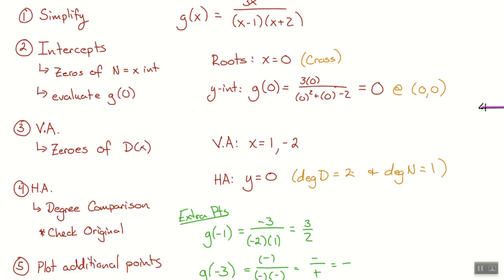Negative 3 squared is 9, so 9 minus 3 minus 2. Why is my brain not working? This is why I don't like this one, but we're doing negative 3, right? So we get negative 9 over 9 minus 3 minus 2, so negative 9 over 4. If it's negative at the top and a positive at the bottom, it's negative.